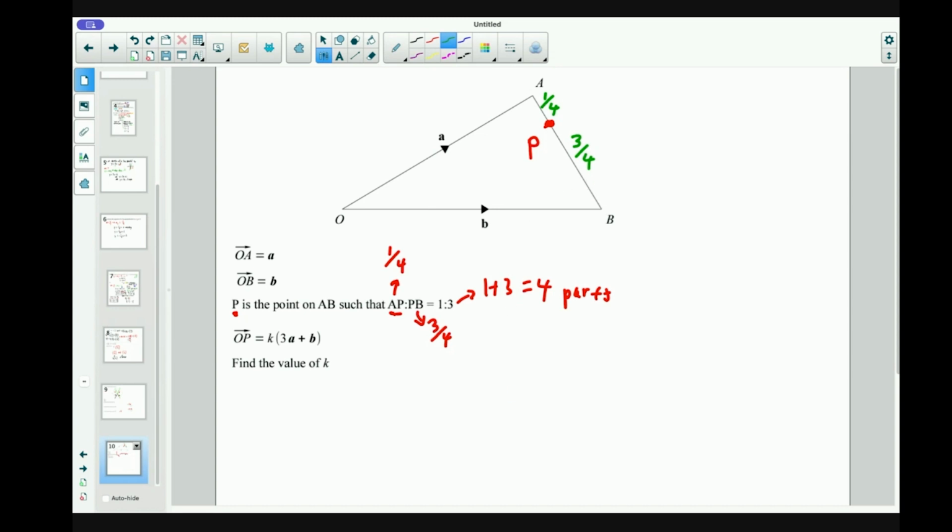All right. Are we all okay with that idea of using this ratio to help us find the distance from P to B and P to A? And that's usually where most students get stuck, I find. Okay, so if you have a question, please let me know before I move on.